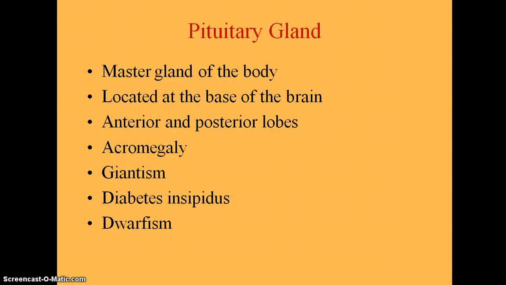LH, which is luteinizing hormone, is only in females, and it causes ovulation and secretion of progesterone in females. There's ICSH, which is interstitial cell stimulating, which is only in males, and it stimulates the testes to secrete testosterone. There's LTH, which is lactogenic or prolactin, which stimulates secretion of milk from the mammary glands. And there's MSH, which is melanocyte stimulating, which stimulates production and dispersement of the melanin in our skin. All of those hormones are produced by the pituitary gland.